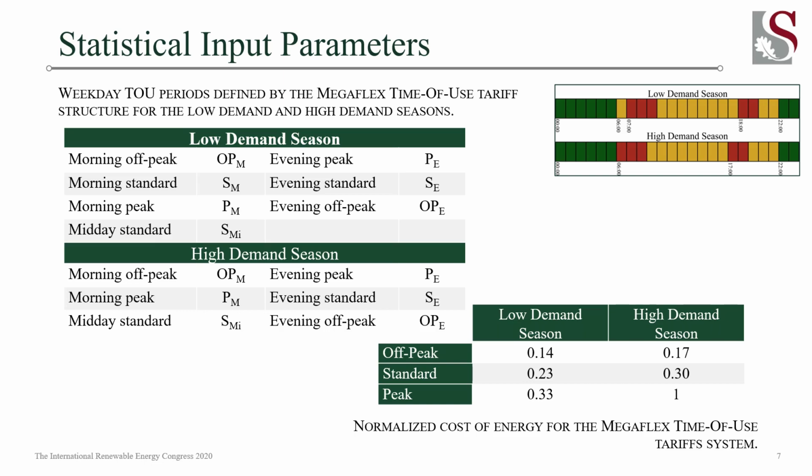The 26 statistical features consist of the standard deviation and mean wind speeds for each of the low demand season's time of use periods, as well as the mean wind speed and standard deviation for each of the high demand season time of use periods. Now, what we notice when we look at the second table is that it summarizes the normalized cost of energy for the Megaflex time of use tariff system. This table shows the cost of electricity is significantly higher for the peak time of use periods compared to the standard and off-peak periods. It also shows that specifically for peak periods, the cost is substantially higher for the high demand season compared to the low demand season.